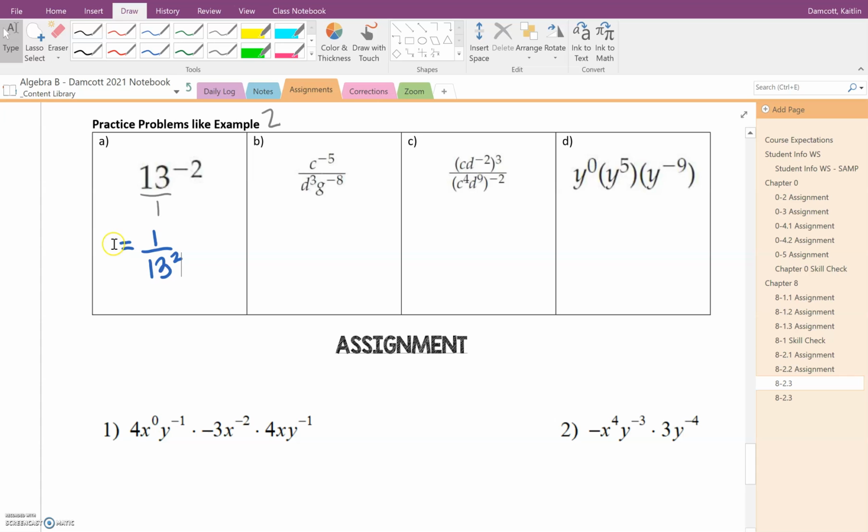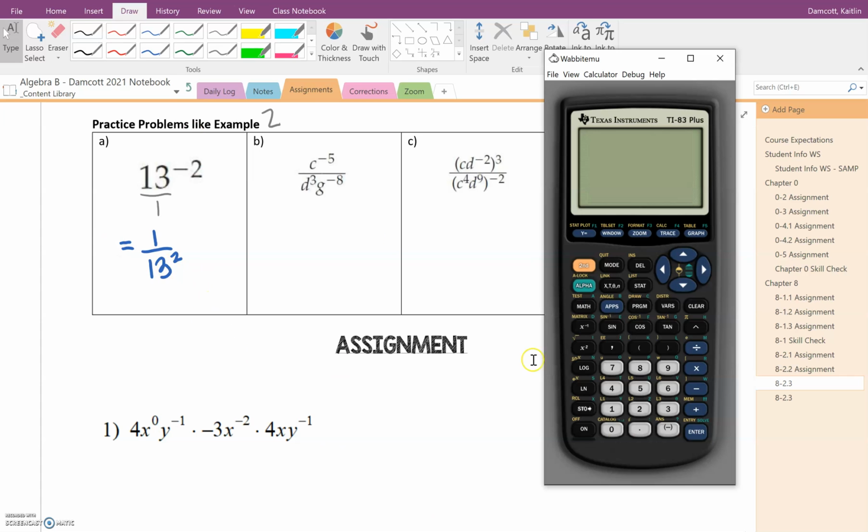So this, I would leave just like this. If you wanted to, you could use your calculator and plug in 13 to the negative second power, and you get this, but that really doesn't mean much to us. But that's a little bit better. So 1 over 169. Just so that you're aware, if you were to take 13 and square it, you'd have a positive 169, and then with the negative exponent, it's 1 over 169. So again, you're just putting the 1, moving it to the bottom, and squaring it.